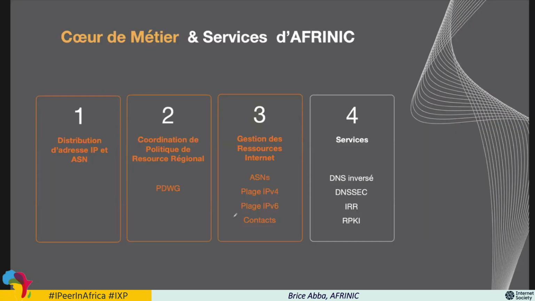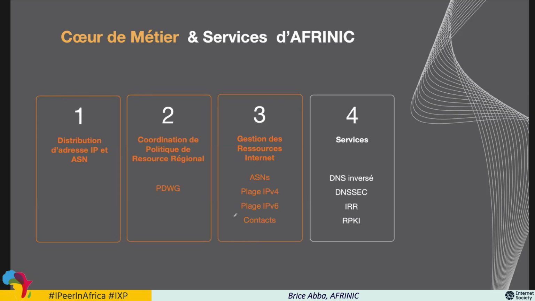So what services do our IRRs offer? The main thing is to distribute IP addresses and ASNs, so IPv4 and IPv6 and ASNs. Then second, we've got the coordination of the regional resource policy, the PDWG, the working group. This works for the community and establishes rules that are going to be used by AfriNIC. And we manage local resources. We want to make sure that the resources that we provide our members with in Africa are unique and can be used safely.